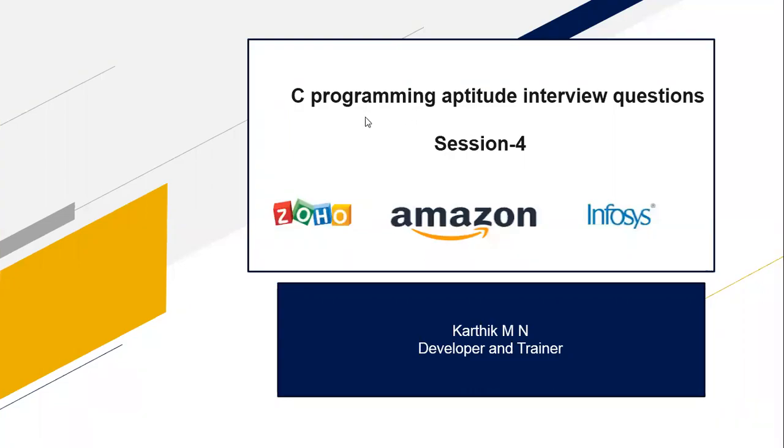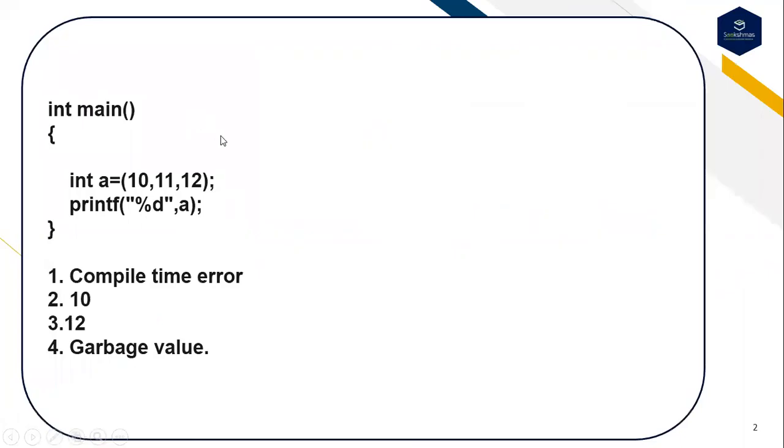Today we are going to discuss C programming aptitude interview questions, session 4. This is the first question. int main, int a = (10, 11, 12); printf, here we are trying to print the value of a.